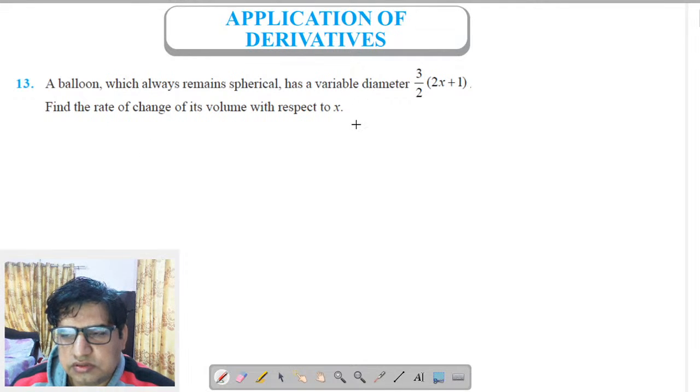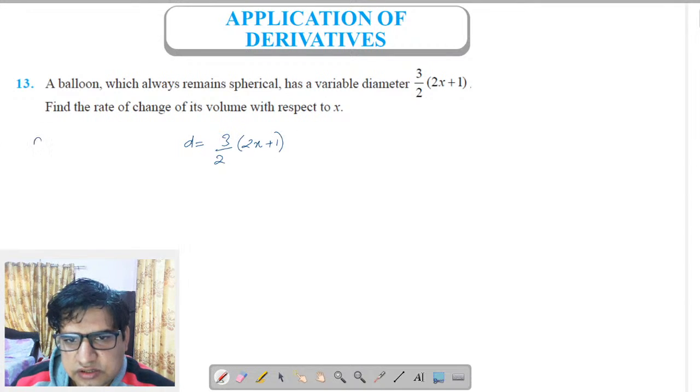So the diameter of the balloon is given to us. Okay, so diameter is given to us: 3/2 (2x + 1), that is the diameter of the balloon. You can simply write: diameter of the balloon.